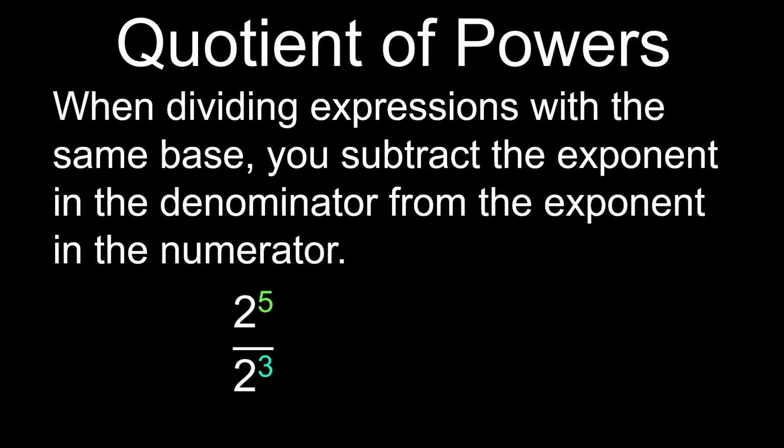We can also look at this rule with numerical examples as well. 2 to the fifth power divided by 2 to the third power. We have the same base 2, then we'll be subtracting exponents. 5 minus 3, and so that's going to equal 2 squared, and 2 squared is equal to 4.